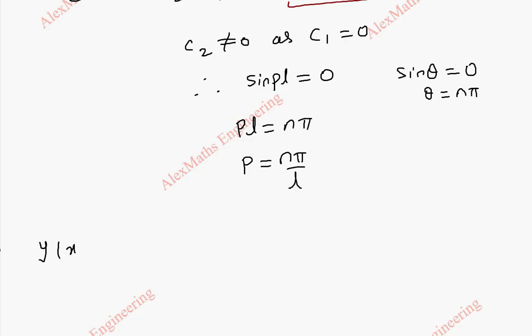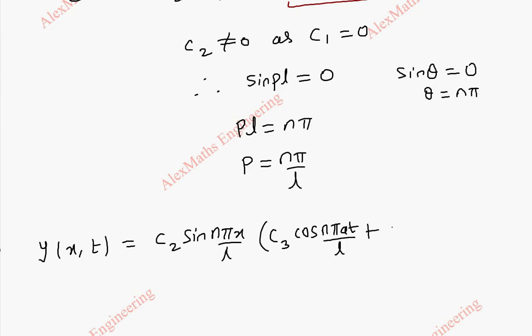y of x comma t will be c2 sin px, so c2 sin n pi x by l, into c3 cos n pi at by l plus c4 sin n pi at by l.